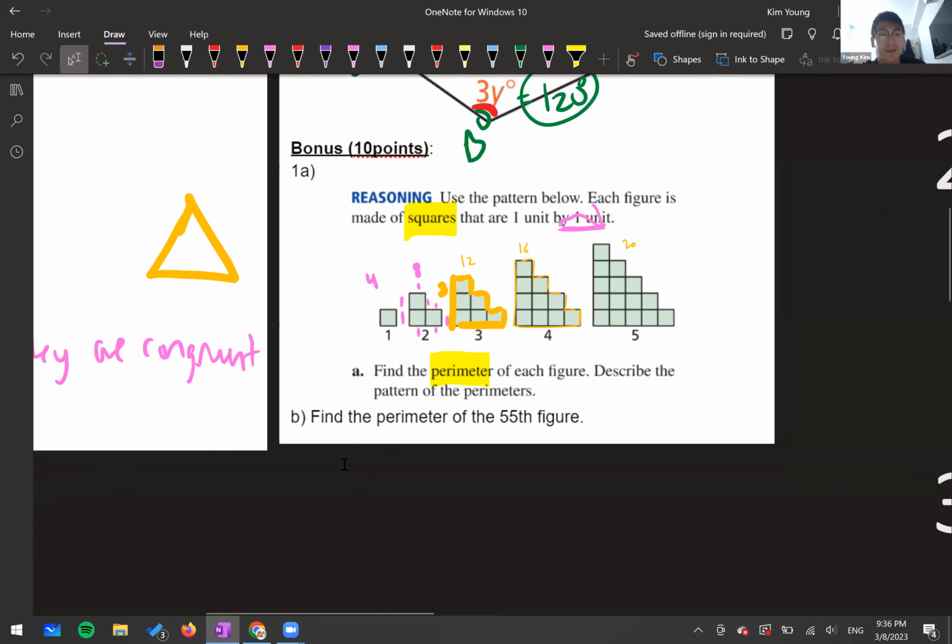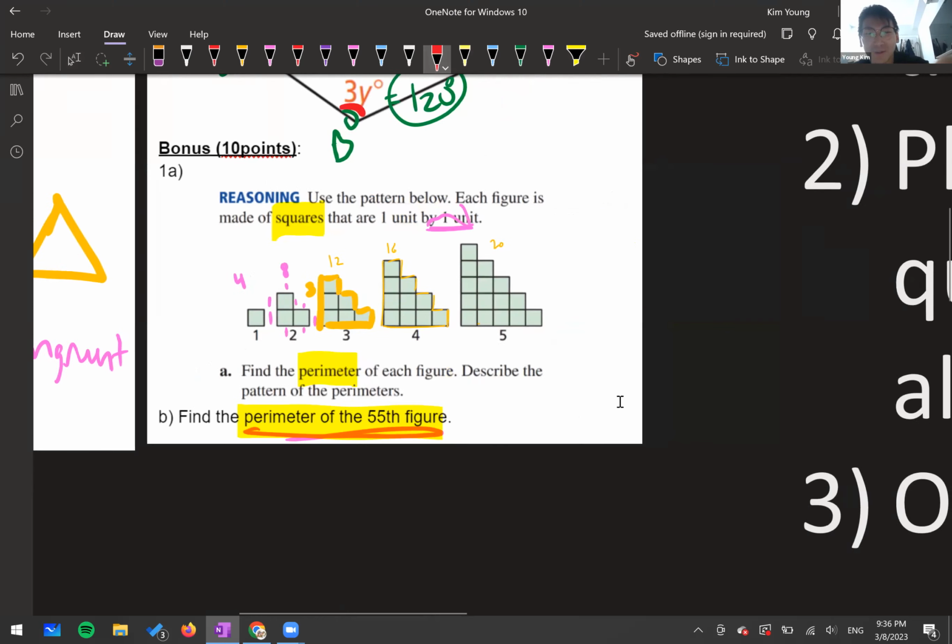Okay. Now it says find the perimeter of the 55th figure. So here, based off of this pattern that they gave, there's going to be a picture for 6, 7, 8, right? But you're not supposed to draw all of these, right? You're supposed to just go down, dot, dot, dot, all the way to the 55th figure. It's going to be huge, okay?